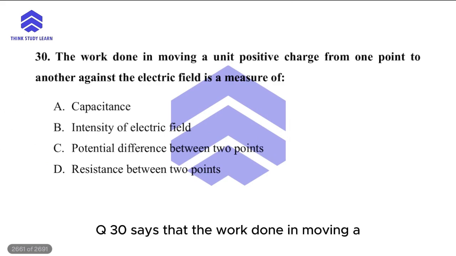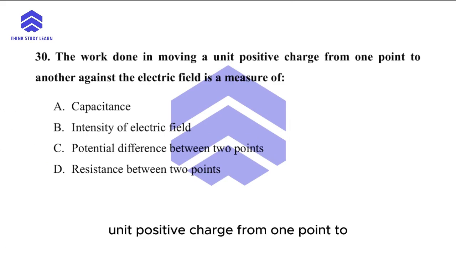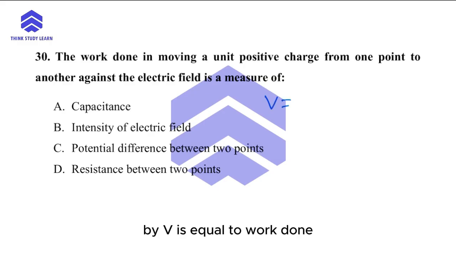Question 30 says that the work done in moving a unit positive charge from one point to another against the electric field is a measure of. We know that the potential difference V between 2 points in an electric field is defined as the work done per unit charge Q to move the charge from one point to another. Mathematically, it is given by V is equal to work done divided by Q.